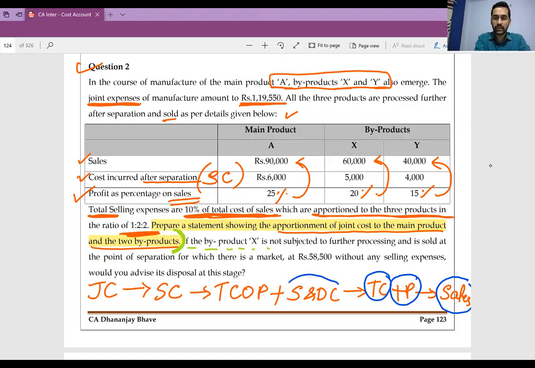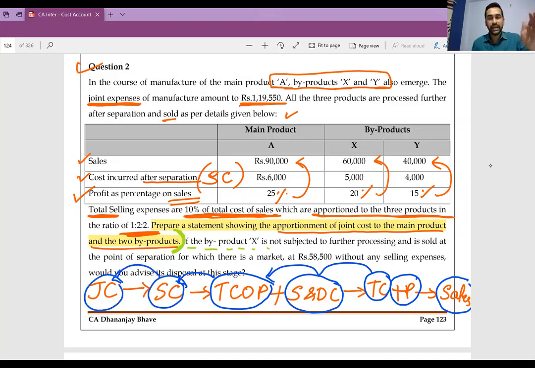I will get selling and distribution cost. From total cost, if I take out selling and distribution cost, I will get the total cost of production. Anyway, there is no office administration overhead, so directly it should be cost of production. From that, I will take out separate cost. Finally, I will get joint cost. That's why I said exactly opposite direction. I quickly repeat because this is one important type of problem that they ask in exam. First, I incur joint cost, then I incur separate cost.